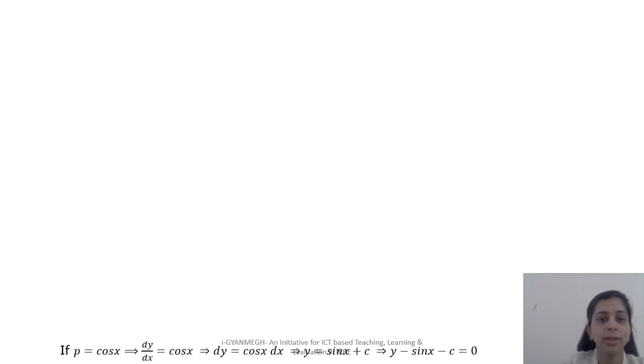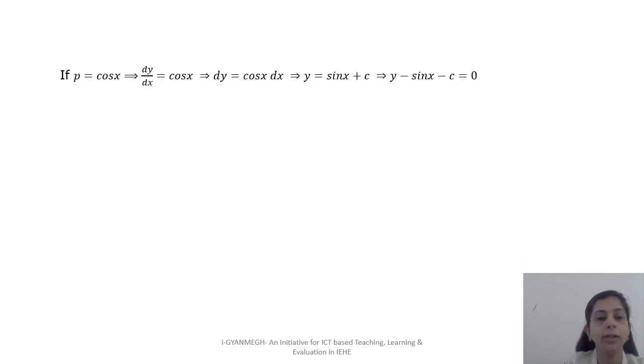Now my dear student, we will equate each of the factors. If p equal to cos x, then dy by dx equal to cos x. This implies dy equal to cos x dx. Now on integrating this equation, we will get y equal to sin x plus c. That implies y minus sin x minus c equal to 0.